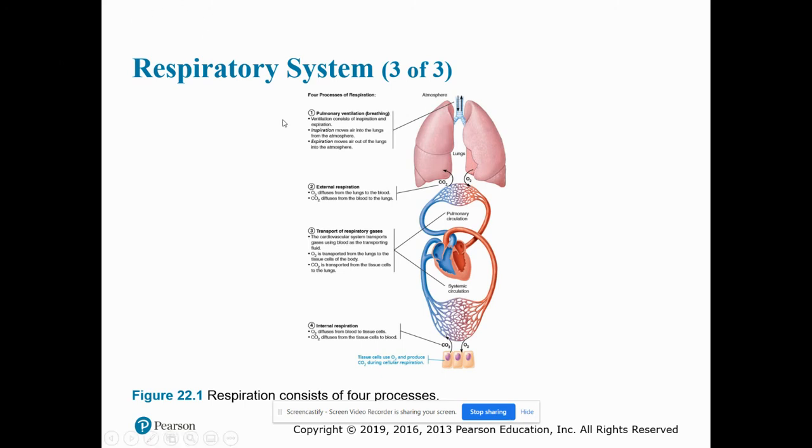So up here we have the pulmonary ventilation, so breathing in and out, inspiration, expiration. And then we have external respiration, and this is where oxygen and CO2 are diffusing between the lungs and the blood. Then with the circulatory system, we have transport of the respiratory gases, oxygen and CO2. And then finally, we have internal respiration, which is going to involve oxygen diffusing from the blood to the tissue and CO2 diffusing from the tissue to the blood.